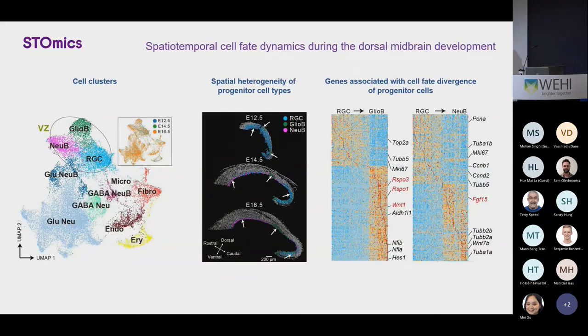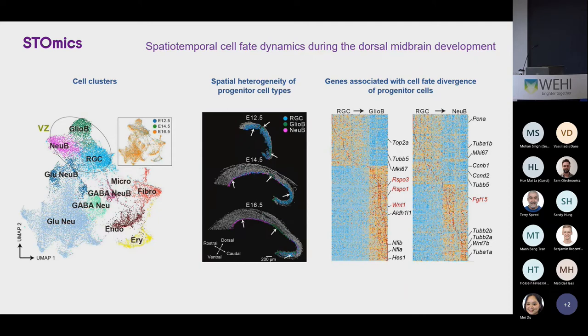So we zoomed in on the dorsal midbrain of the mouse embryo, and we did image-based cell segmentation and cell clustering, and then we looked at the cells over here. You see the radial glia cells, which are the progenitor cells, to two different cell fates: one to neuroblasts and the other to glioblasts. And we looked at three different time points, days 12.5, 14.5, and 16.5.